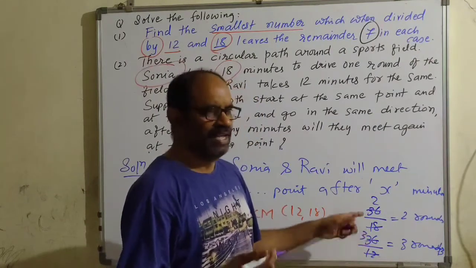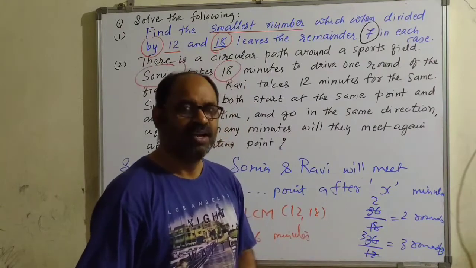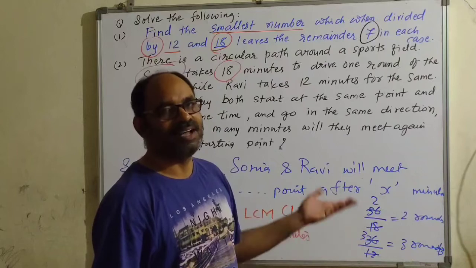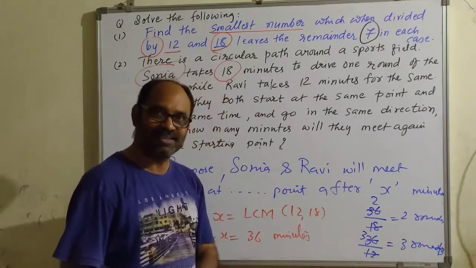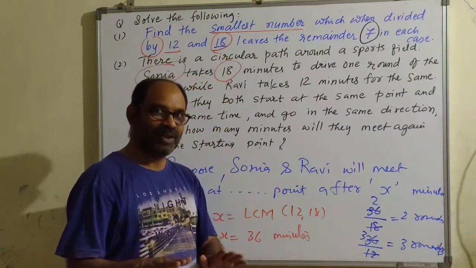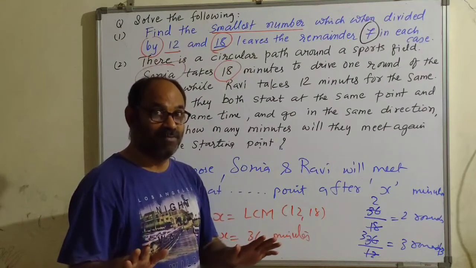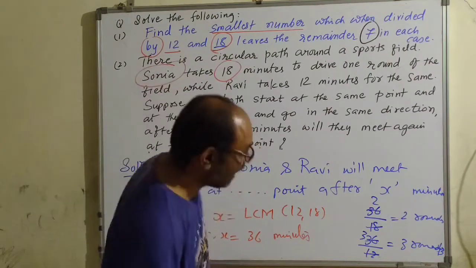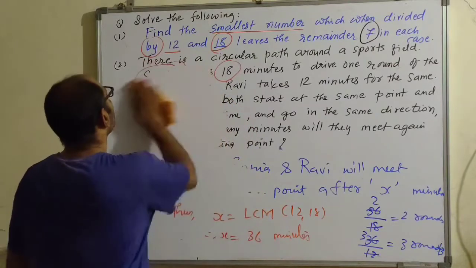If they ask, then you have to solve this. You were only asked when will they meet again. They will meet again after 36 minutes. That is the answer. Clear to you? Okay. So we have seen the word problems. Now we'll proceed further and see what is Euclid's algorithm.